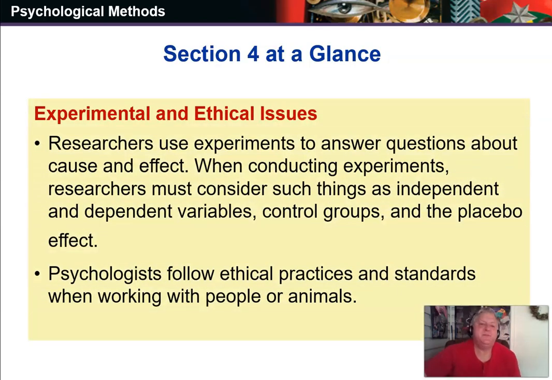Section 4, Experimental and Ethical Research Issues. Researchers use experiments to answer questions about cause and effect. When conducting experiments, researchers must consider such things as independent and dependent variables, control groups, and the placebo effect. Psychologists follow ethical practices and standards when working with people or animals.